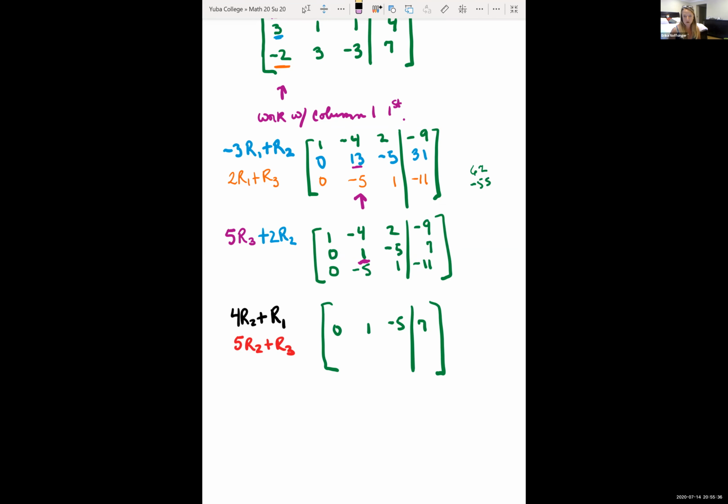Our new row 1: 4 times 0 is 0, plus 1 is 1. 4 times 1 is 4, plus negative 4 is 0. 4 times negative 5 is negative 20. Negative 20 plus 2 is negative 18. 4 times 7 is 28. 28 minus 9 is 18. I meant to do that in black, but that's okay. I guess it's not a big deal.